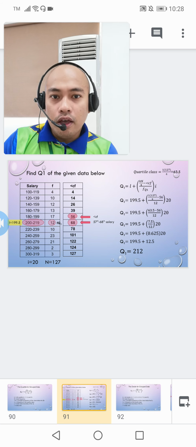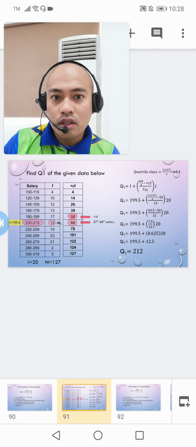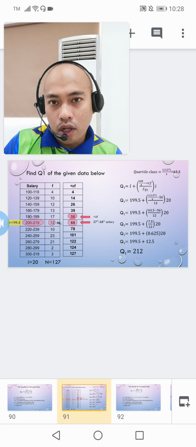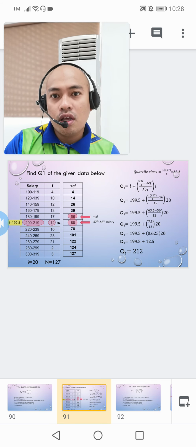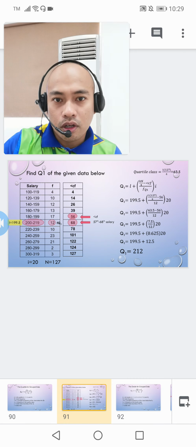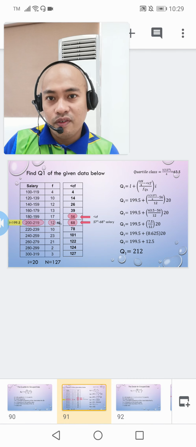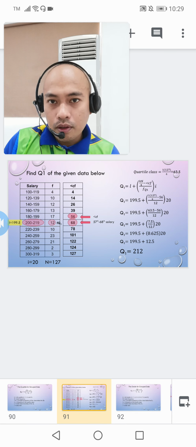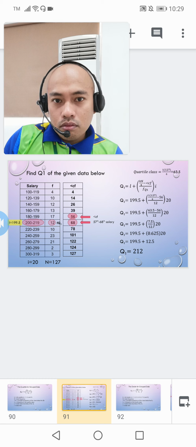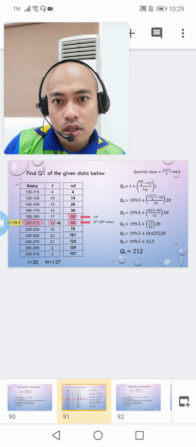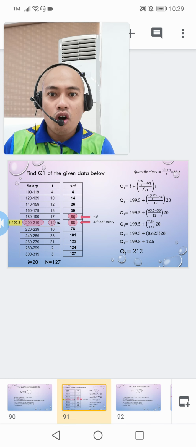So therefore, 56 will now be the value of your less than CF in the formula. All right? And the frequency of quartile 1 will be 12. It is the corresponding frequency of the quartile class. So that is 12. I hope you got it. And your i is given in the table, and that is equal to 20. Now, the value of your kn over 4 is equal now to 63.5. So that is given already in the computation.